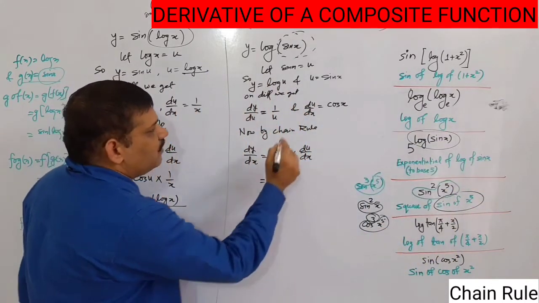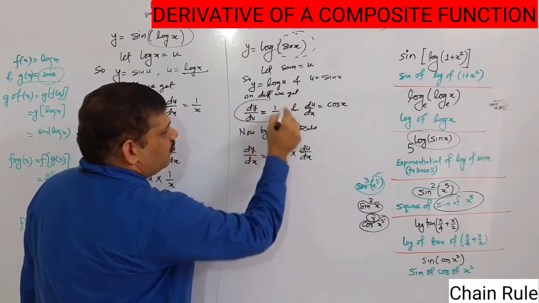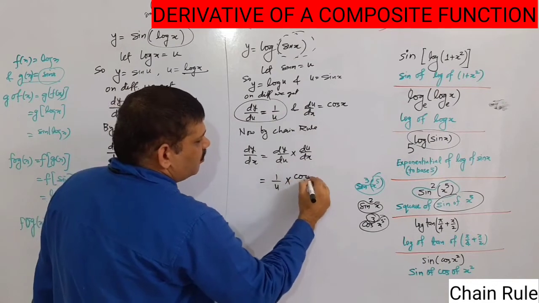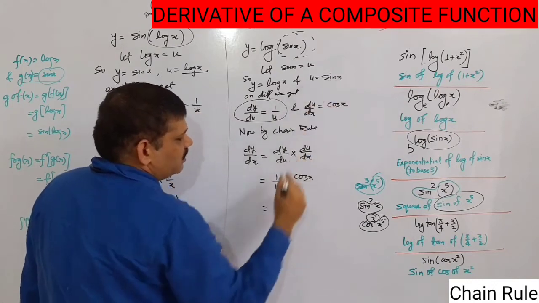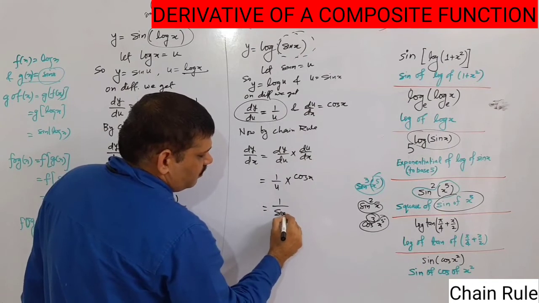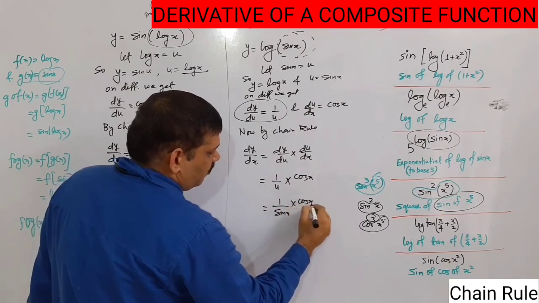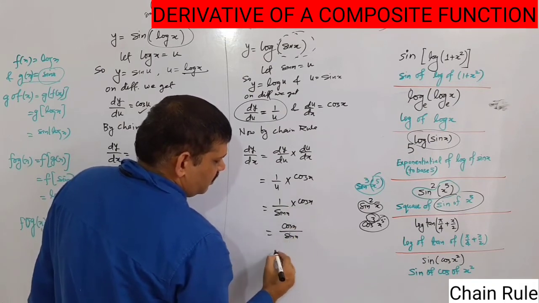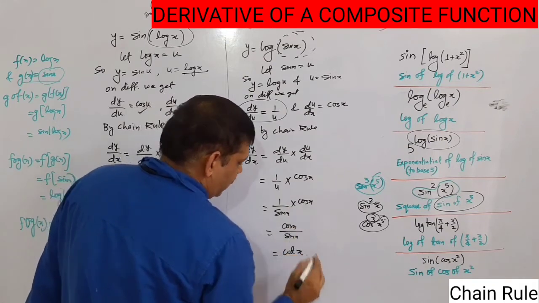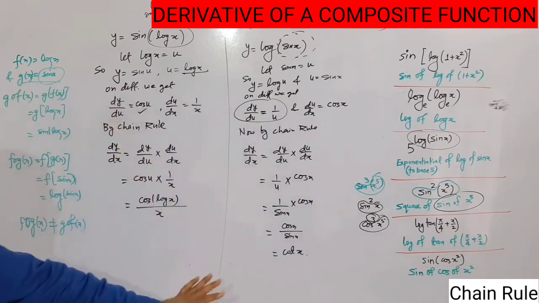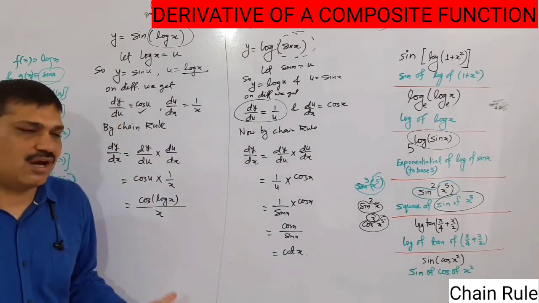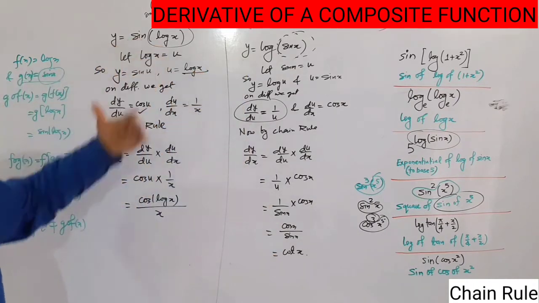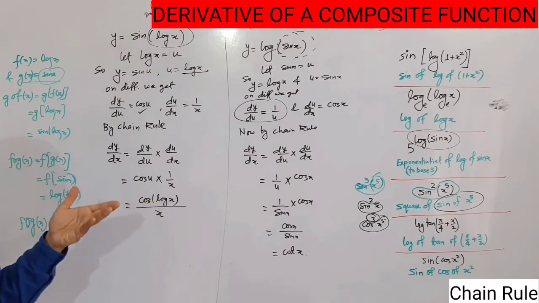Okay. So dy by du is simply here 1 upon u, into du by dx is simply cos x. Put the value of u. U actually is sin x. So 1 upon sin x into cos x. That is cos x upon sin x. Cos x upon sin x is equal to cot of x. These two are different functions and their derivatives of course are different. The derivative of log of sin x is cot x. The derivative of sin of log x is cos of log x divided by x.